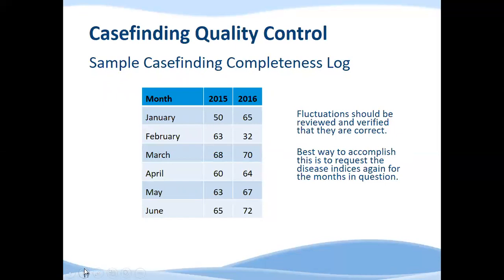Here's an example of a completeness log. The table monitors the number of cases that were accessioned, or entered into your registry, each month for the past 2 years. There are many different reasons that numbers can fluctuate, but as a quality control, it should be determined what that reason was to verify that the number of cases accessioned is truly correct. Now, a steady increase of cases could be due to a new physician or physician specialty that you did not have previously. So these are good things when your numbers go up.